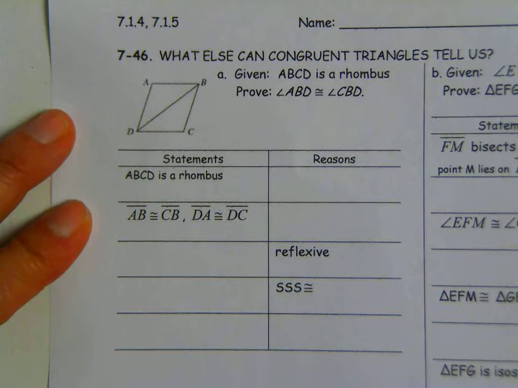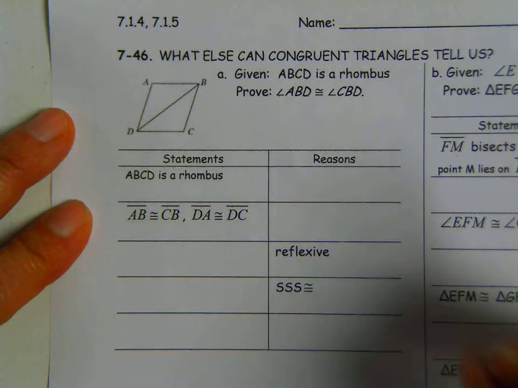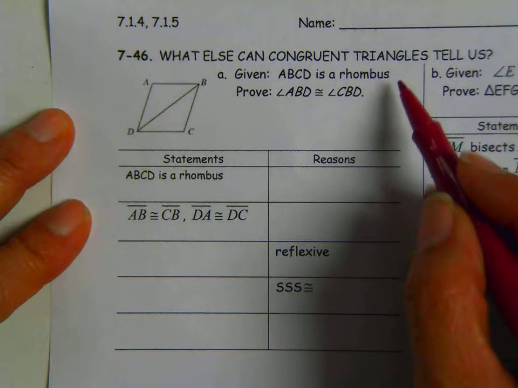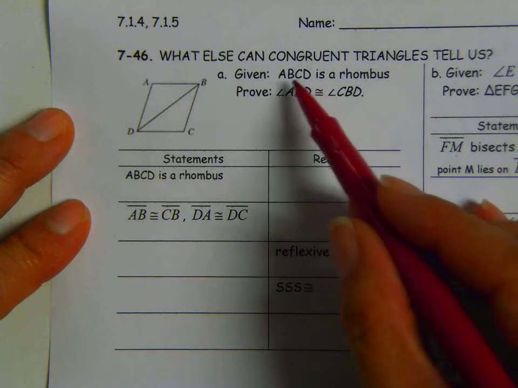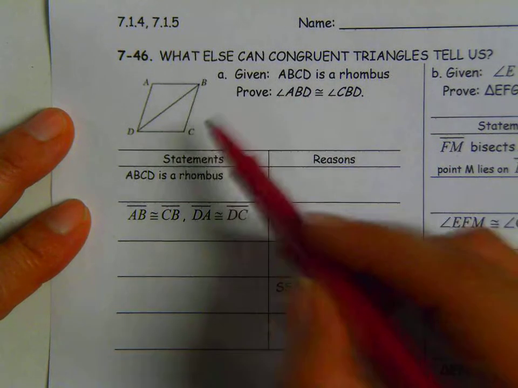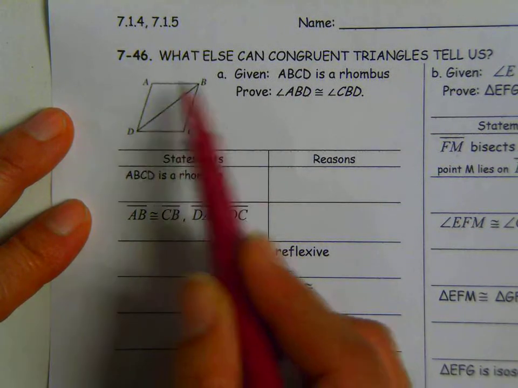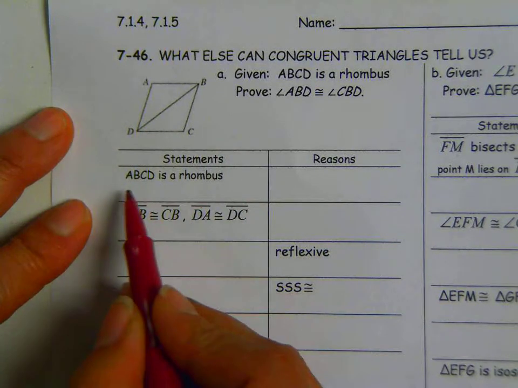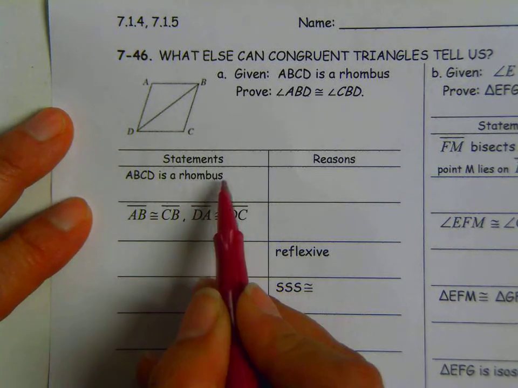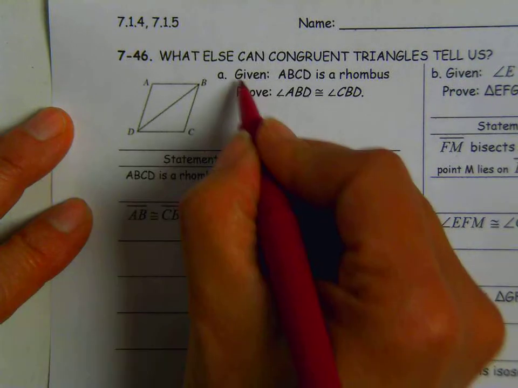When starting a proof, what I always look for first is what information is given. In this case, it's given ABCD is a rhombus. So this shape right here is a rhombus, and I can make that statement: ABCD is a rhombus. How do I know? It was given to me.